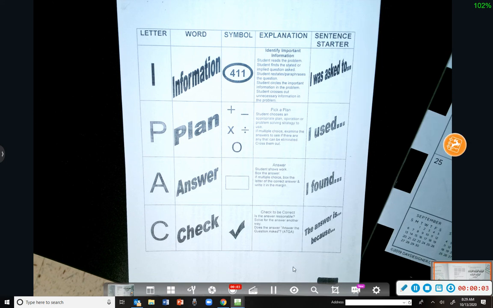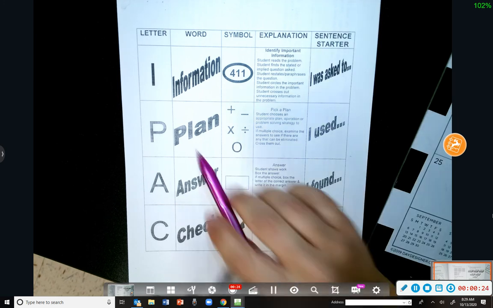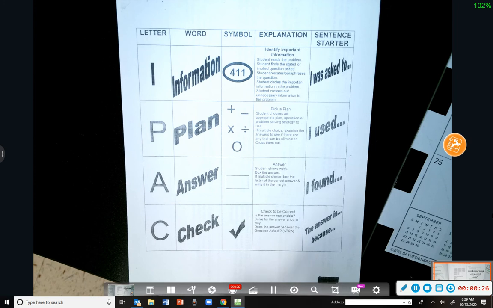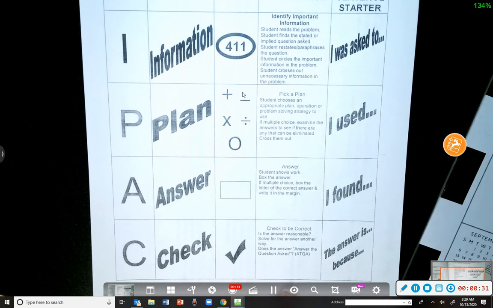Okay, so for math today, Tuesday, October 13th, we are reviewing word problems and IPAC. So we're looking at right now our IPAC, which means our strategies for math. So every time I say make sure you're using your strategies or use your strategies, then that means this right here, okay? So information. That's the first thing you need to do when you're looking at a word problem.